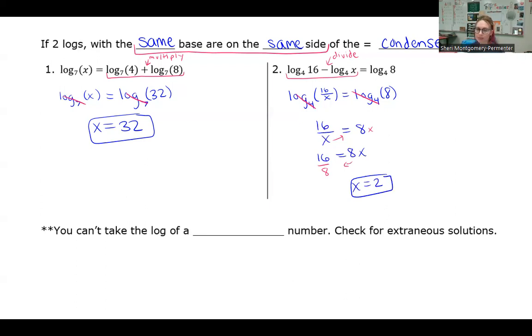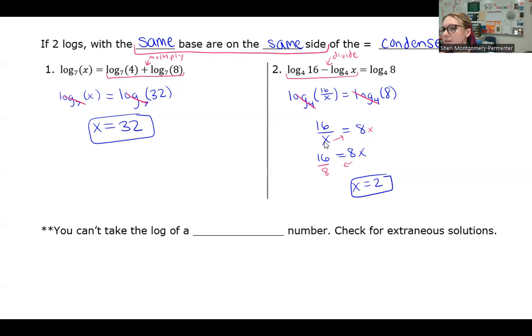Down at the bottom, it says you can't take the log of a blank number. That's on the back side of day one notes, the very first blank at the top of the page. You cannot take the log of a negative number.